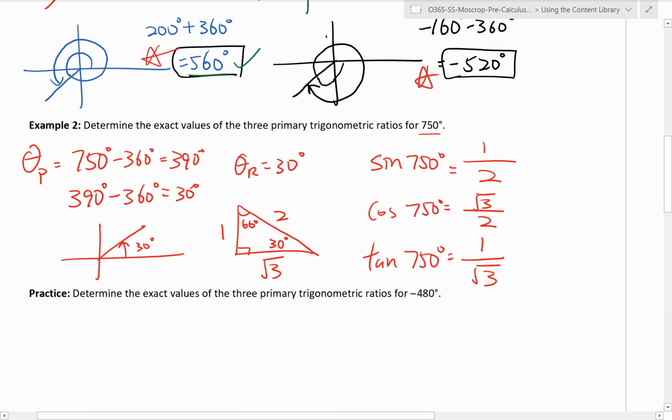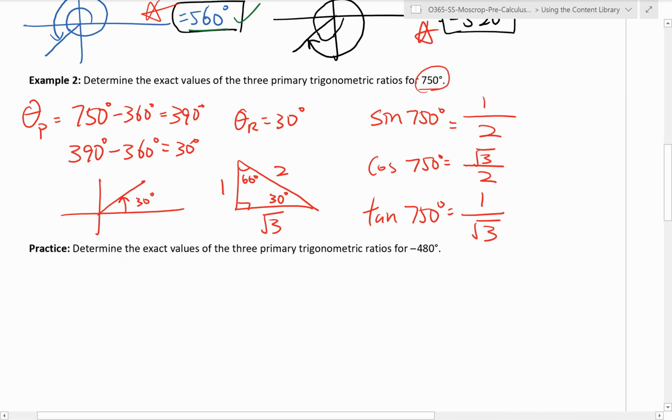Okay, so let me just quickly go over this one more time. Here is the angle, okay, 750. Now we are looking for the primary trig ratios, which means I need to find the reference angle. Before I can find the reference angle, I need to find out where this angle is located, okay? So I need to figure out the principal angle. To do that, I simply take away 360 each time to go back 1 revolution, until I'm in my principal angle realm, I guess, so from 0 to 360. And that's what I did, minus 360, and so on, okay?